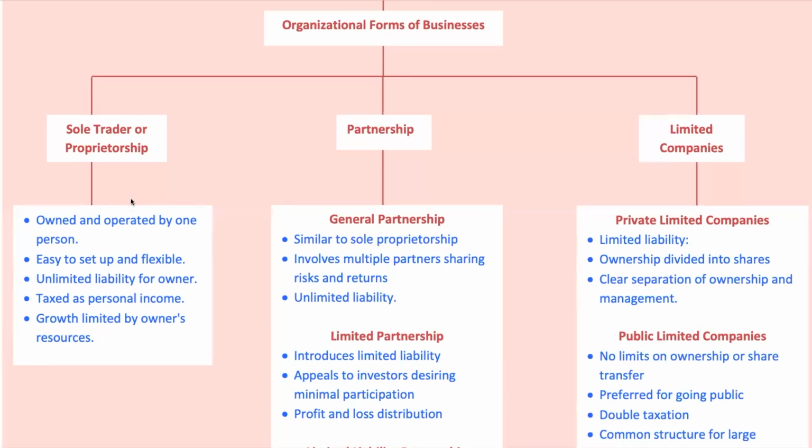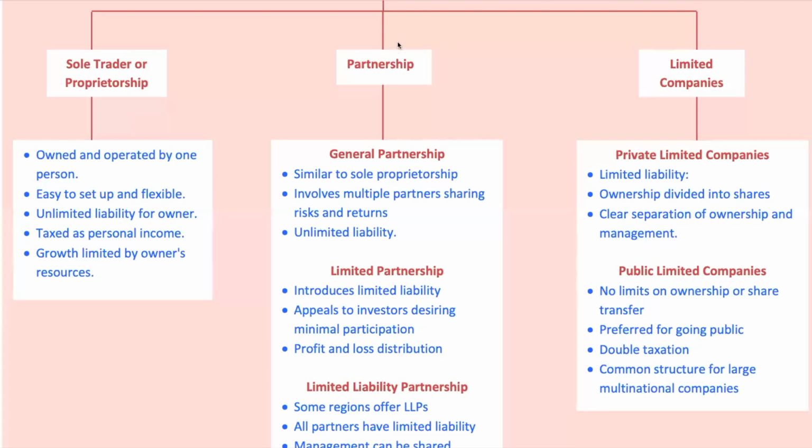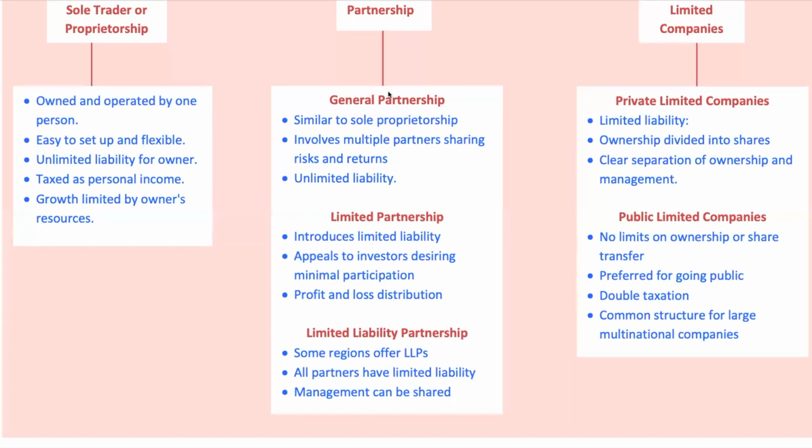Next, we have partnerships where owners share resources, risks, and returns. There are three main forms. General partnership. Two or more individuals, general partners, join forces. They share profits, losses, and have unlimited liability. This setup combines skills and capital, but comes with the risk of covering each other's financial obligations. Think professional services like law firms.